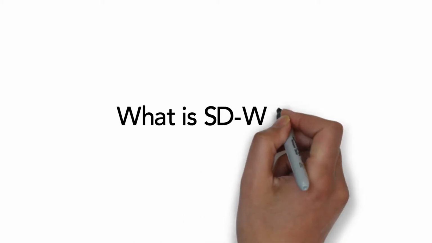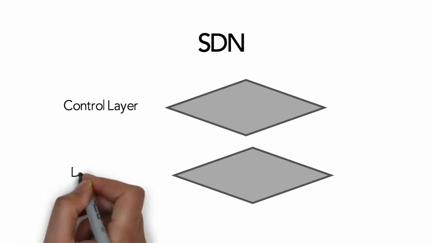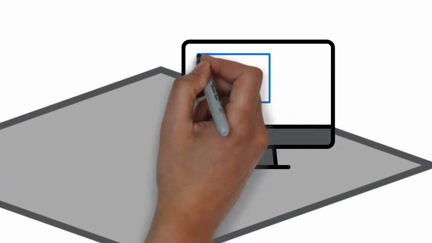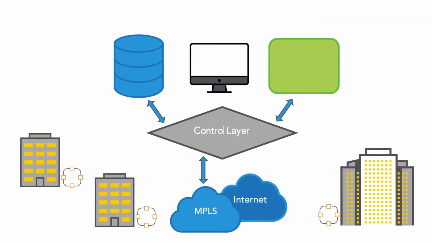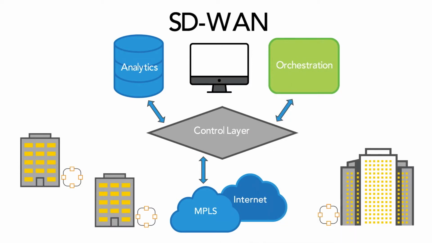What is SD-WAN? The core of SD-WAN is SDN, software-defined networking, which logically separates the control layer and the data layer within the underlying infrastructure, abstracting control so the infrastructure can be automated and programmed from a common controller via software.